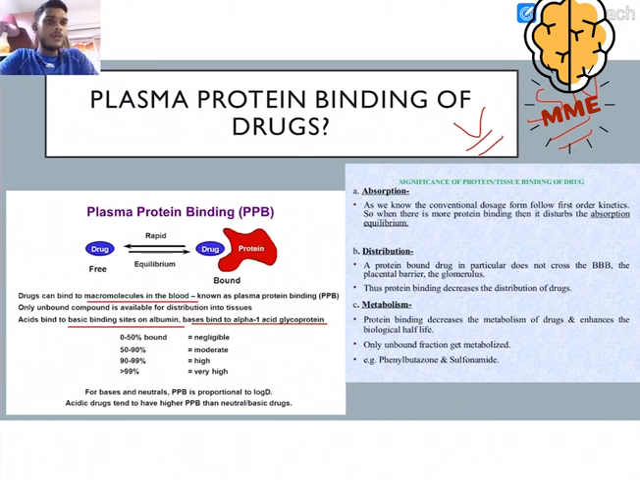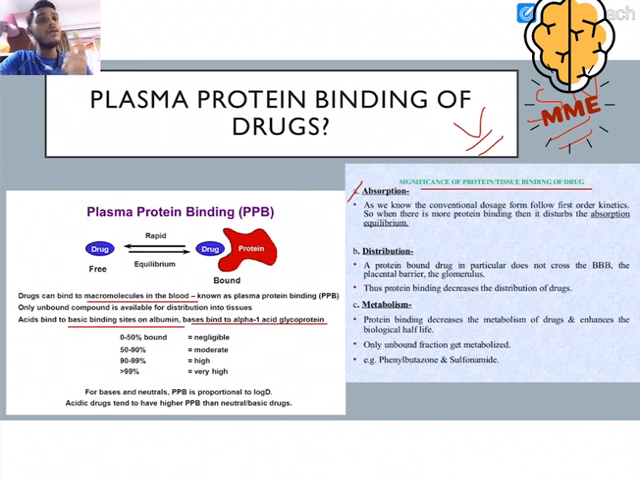Now as you can see, this is also a very important part. What exactly is the significance of plasma protein binding? What effect does it have on absorption? As we know, the greater the plasma protein binding of the drug, the lesser will be its absorption, right? Because after it is bound, it becomes pharmacologically inactive. So how will it be absorbed in our body? So the more the plasma protein binding, the lesser the absorption.